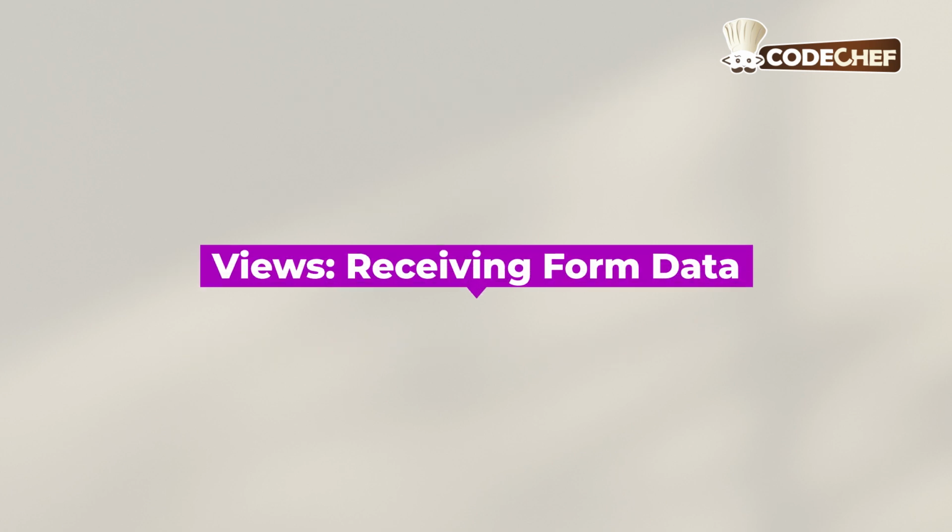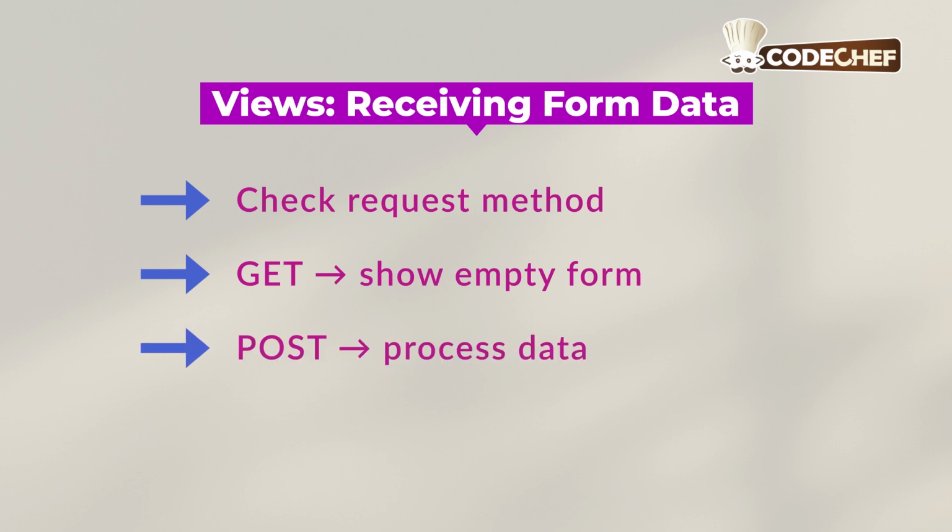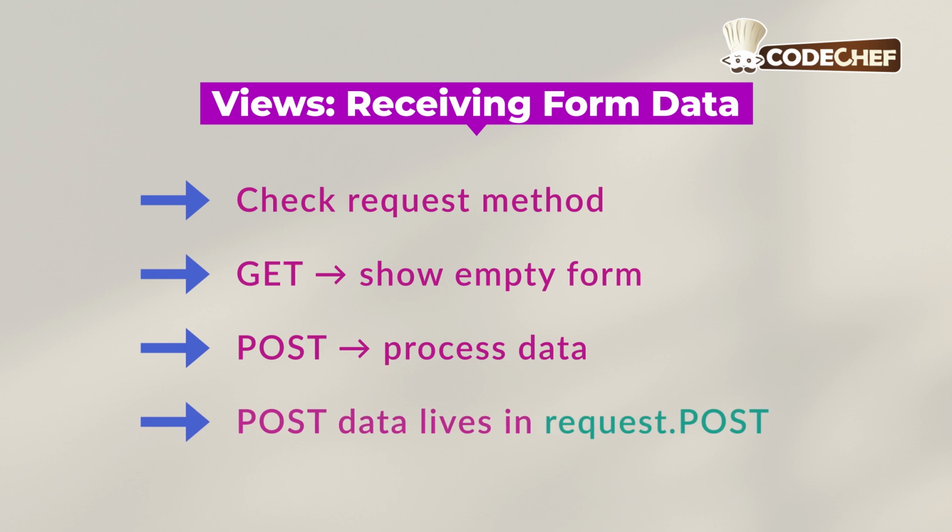Now when Django receives a request, the view checks the HTTP method. If it is GET, we show the empty form. If it is POST, it means the user has submitted data, and the submitted data becomes available in request.POST, which behaves like a dictionary.